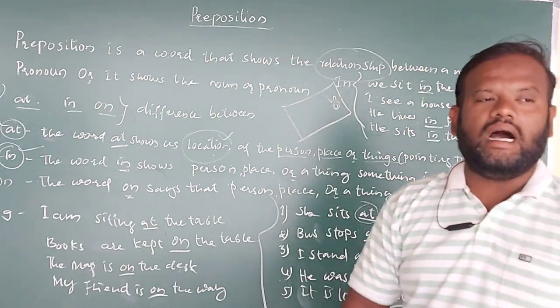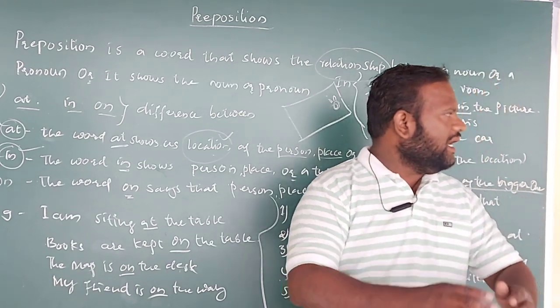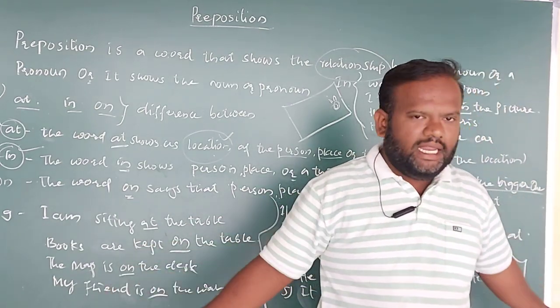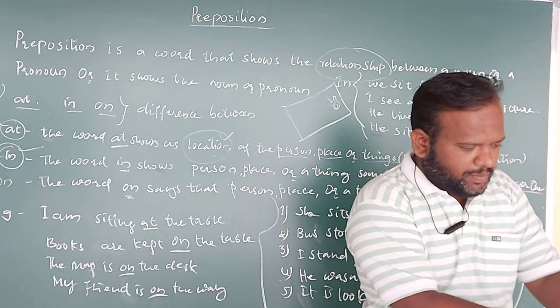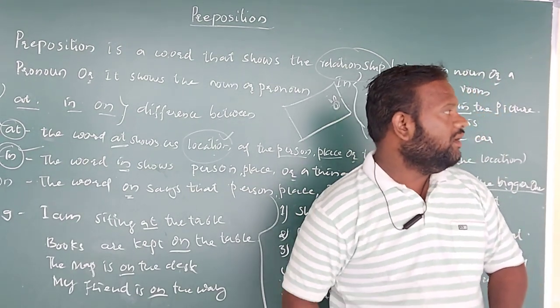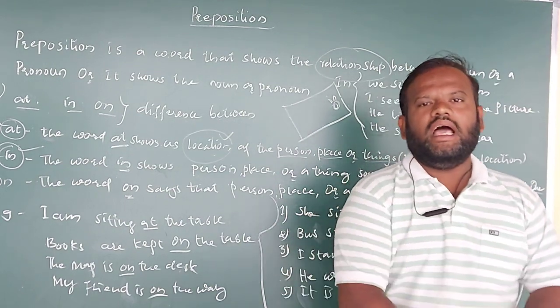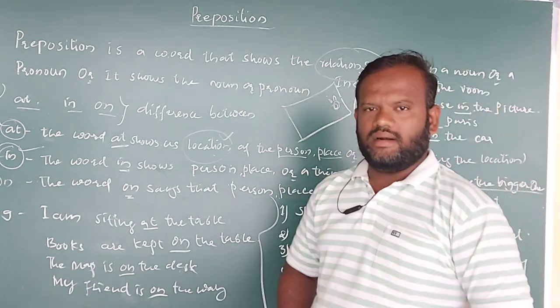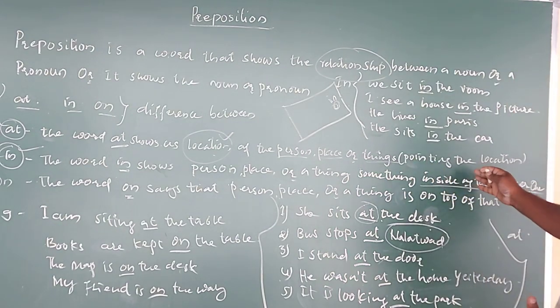He sits in the car, which indicates that the car is the larger one, and in that car he is going to take the smallest proportions, and there he is sitting. So this is what we can call out as he sits in the car, right? We'll go with the next one.